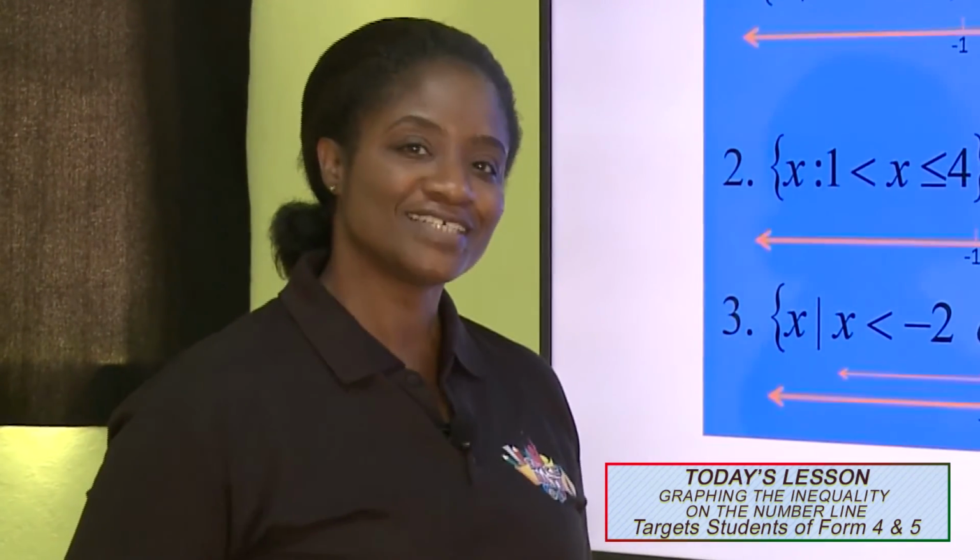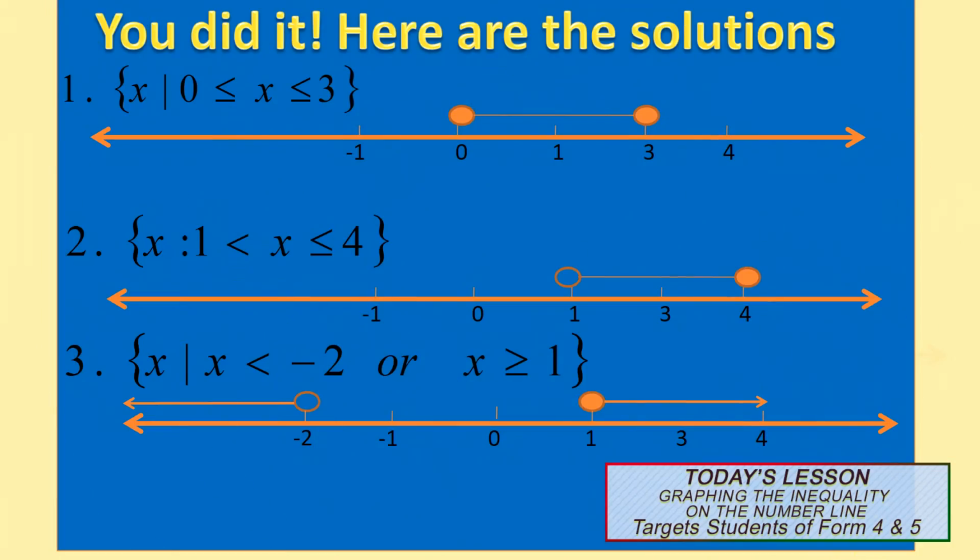Hey, so you did it. So here are the solutions. Compare these with what you would have done. Let's look at number 1. Number 1 shows that x is equal to 0, so I expect you to have a dark circle above 0. x is also equal to 3, so I expect you to have a dark circle above 3. But not only that, x encompasses the range of values between 0 and 3, so we connect these two with a straight line.